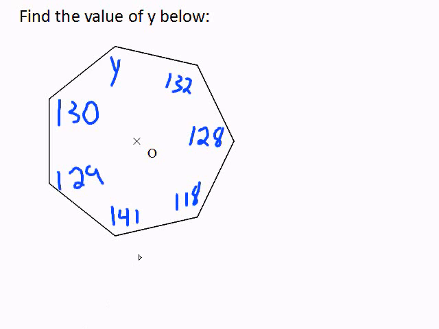Now our next problem is going to give us a whole bunch of angles inside of a regular polygon, or excuse me, just a polygon. And what you're going to have to do is find a missing value. Since we're talking about the sum of all of the inside angles, you can use n minus 2 times 180.